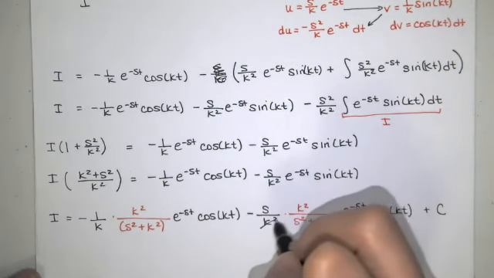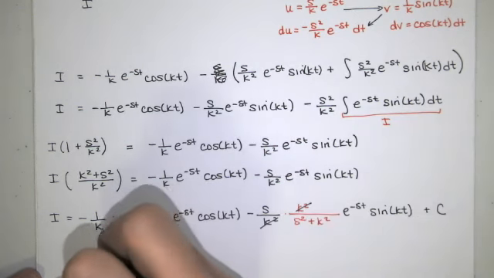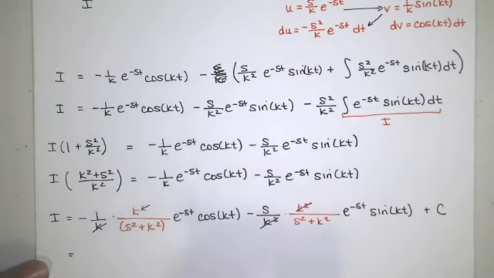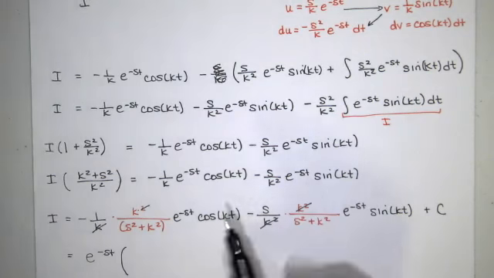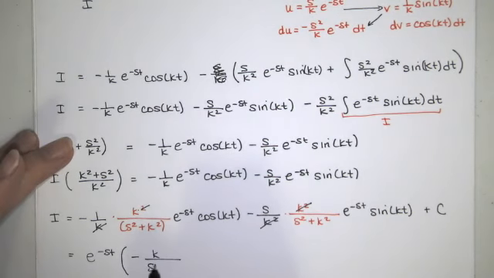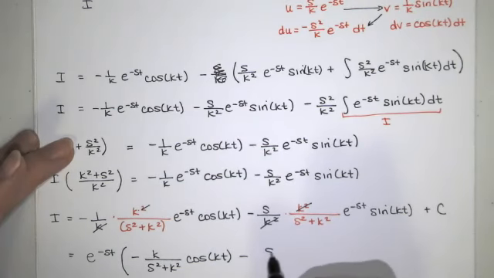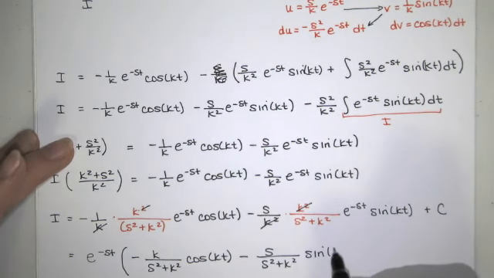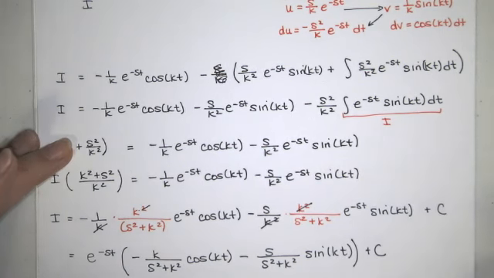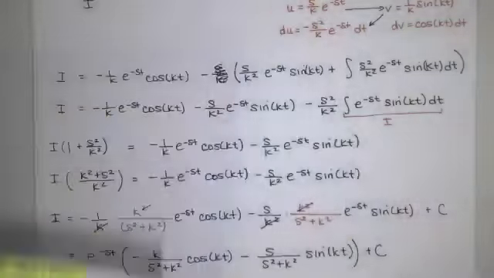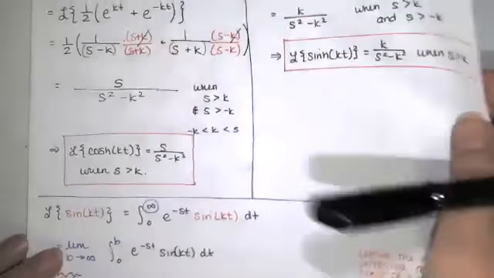plus c. And we can reduce the k squareds there. We can reduce one of those k's there. And so we end up with this. I think I'll factor out the exponentials as well. So I've got e to the negative st times negative k over s squared plus k squared times cosine of kt minus s over s squared plus k squared times sine of kt plus c. Okay, so that was a lot of work, but just a little calc 2.